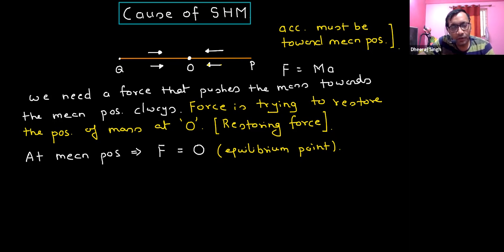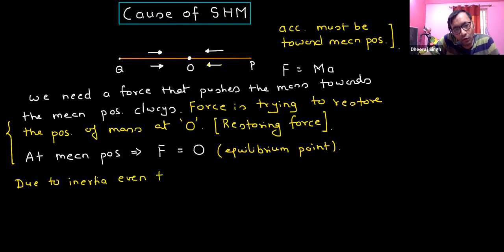Okay. So the thing is that even though there is a force that tries to restore it on the mean position, it never stops at mean position. Why? Due to inertia, even though force is equal to zero at O, it keeps moving.